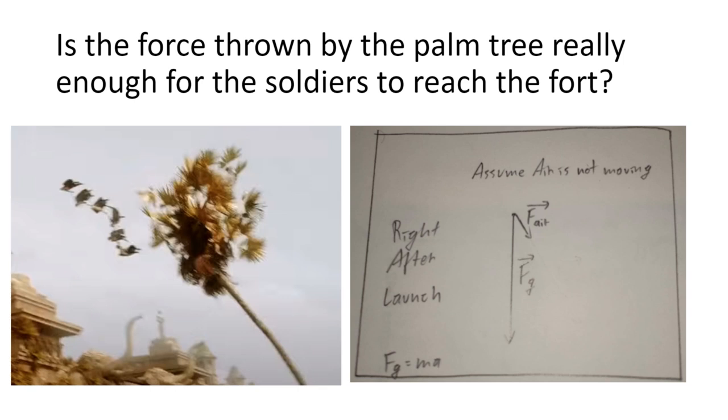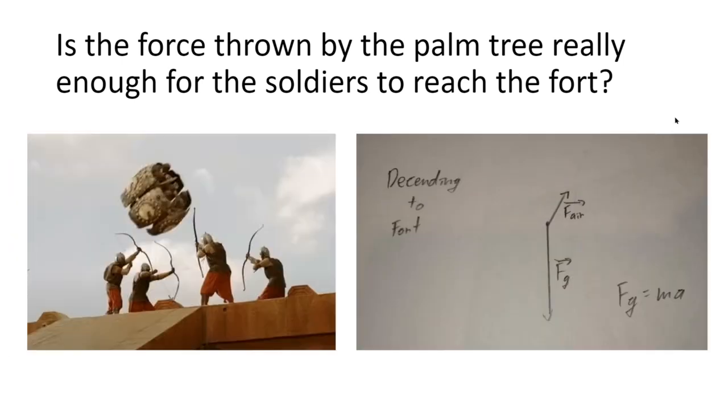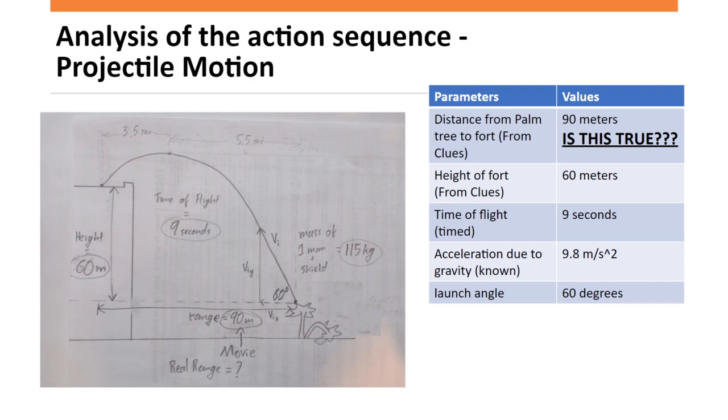So the first question is: is the force thrown by the palm tree really enough for the soldiers to reach the fort? We're going to start our calculations. To calculate the range after launch, to find out if the soldiers will even reach the top of the fort, we need to remove the range, which is an assumption from the movie, and solve for that. Next, some missing variables will have to be found in order to find the range.